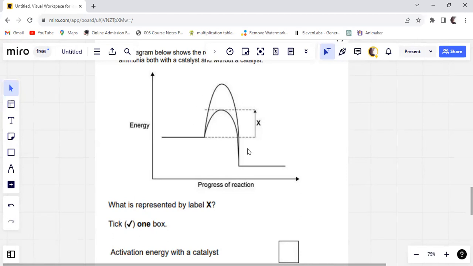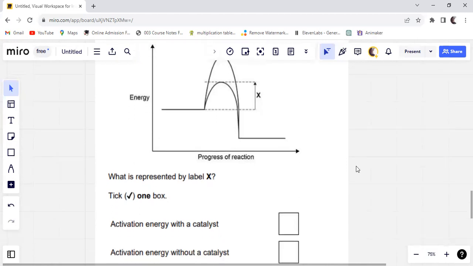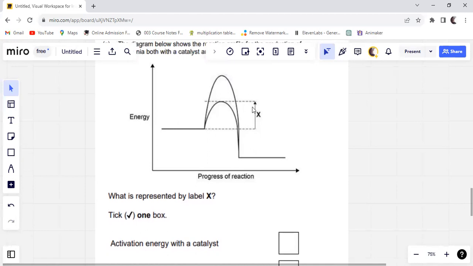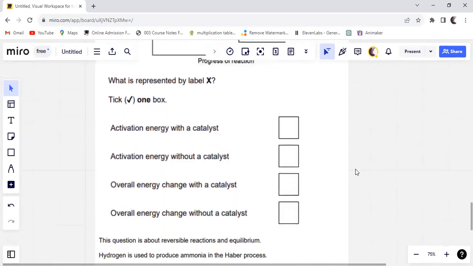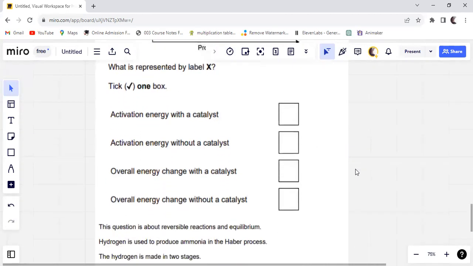Okay, these are the reactants, these are the products, and this is the progress of reaction over here. What is represented by label X? We need to know what this X is. So let's see, this is obviously the activation energy with a catalyst.